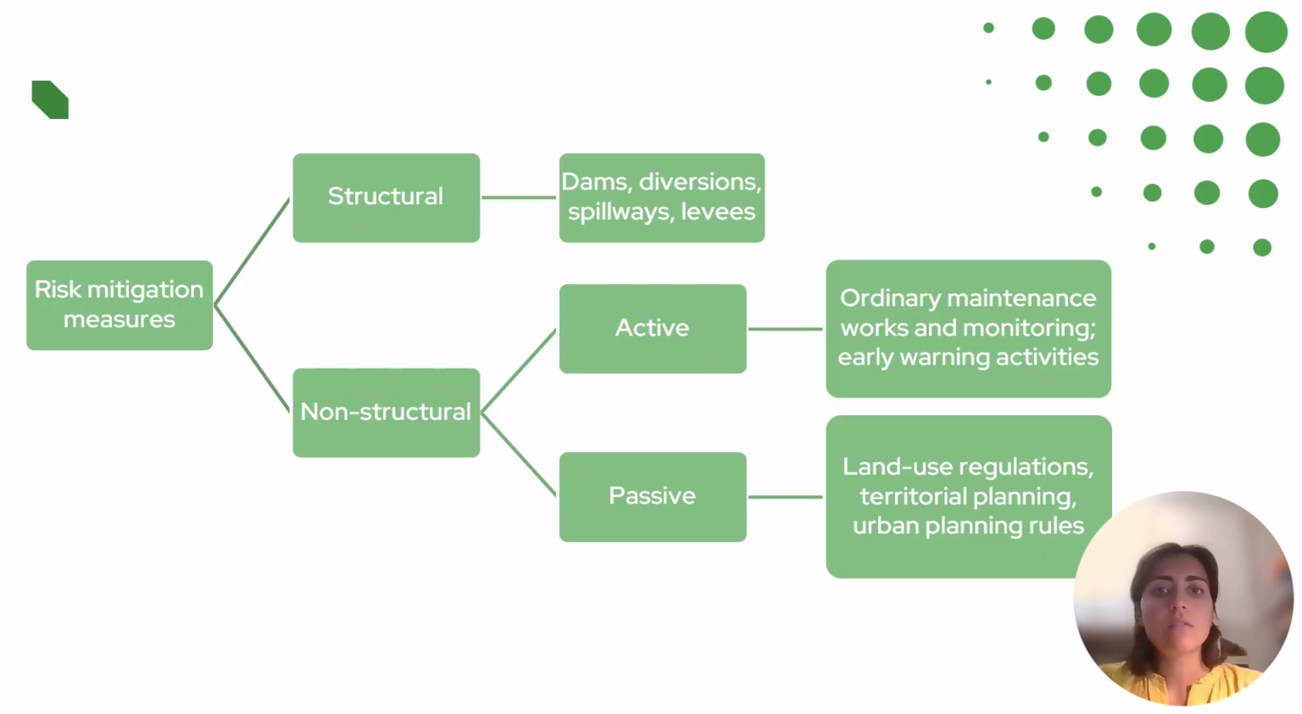On the other hand, non-structural measures act more on the organizational and regulatory side. These can be divided into active measures, such as maintenance, monitoring, and early warning systems, and passive measures, such as land use regulations, territorial planning, or urban planning rules.